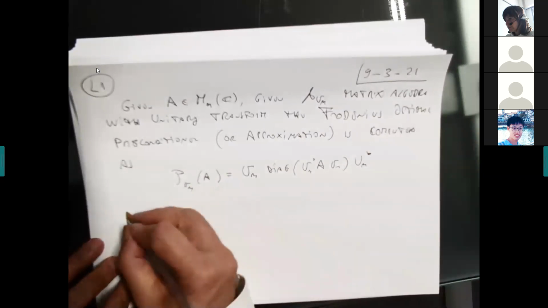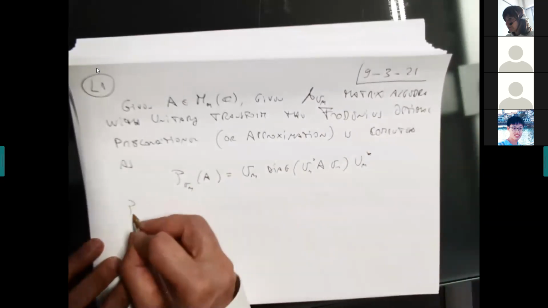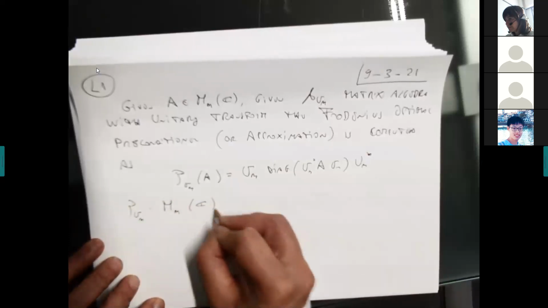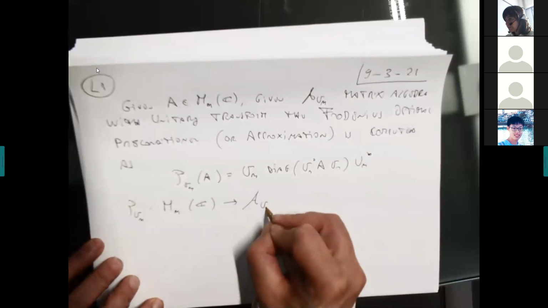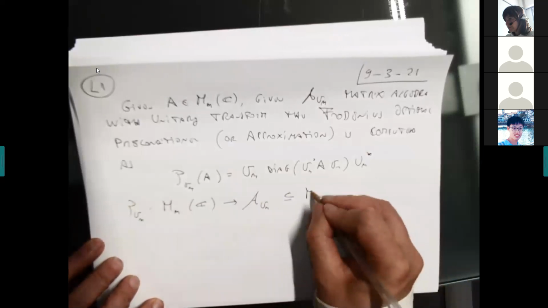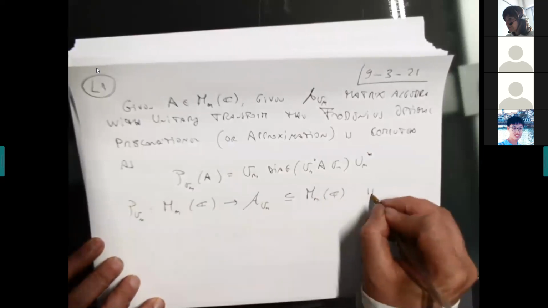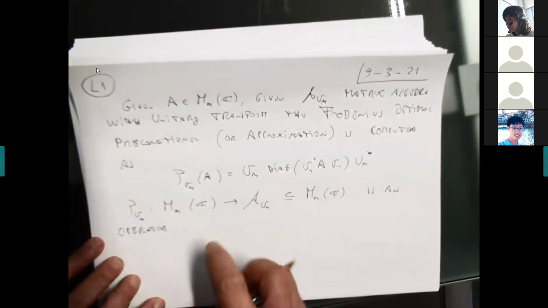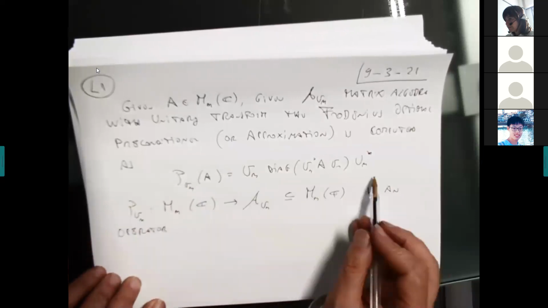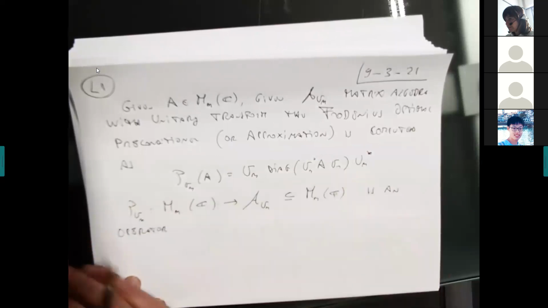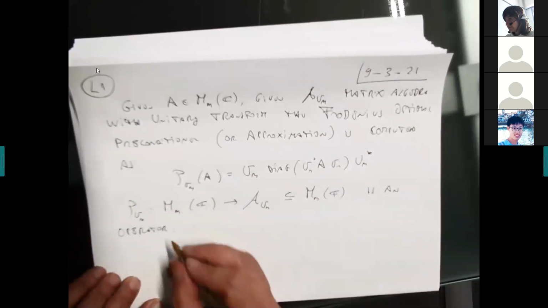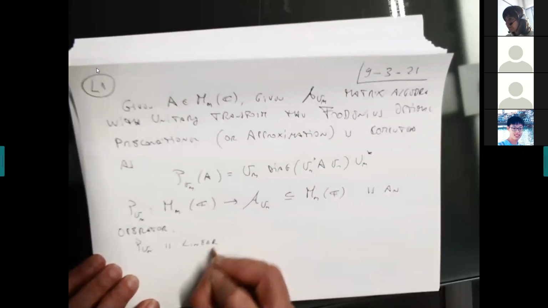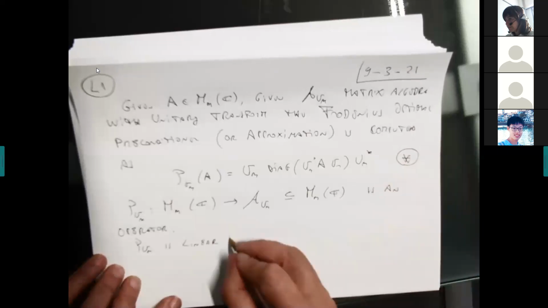Now, if you look, this expression tells you that P_U_n, from M_n(C) to A_U_n, which is a subspace of M_n(C), is an operator. For any A, you have this projection in the algebra, which is defined in this way. And P_U_n is linear. You see it from the start.